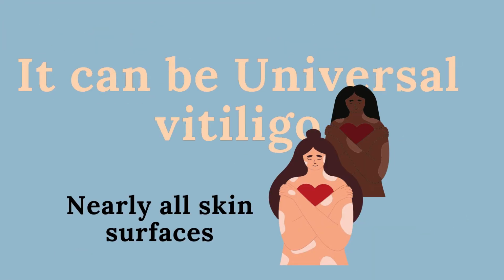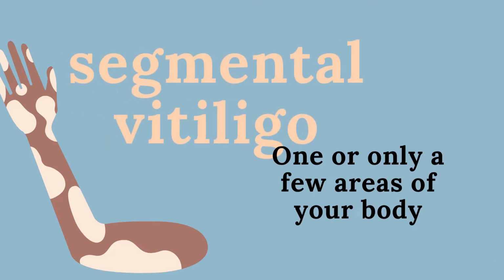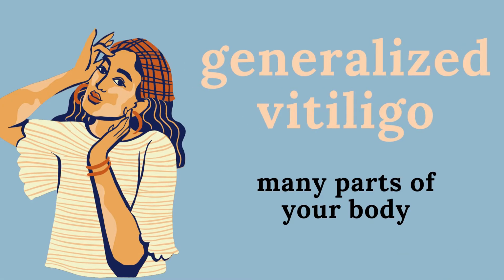It can be universal vitiligo. It can be localized or focal vitiligo. It can be segmental vitiligo, or it can be the most common type, generalized vitiligo.